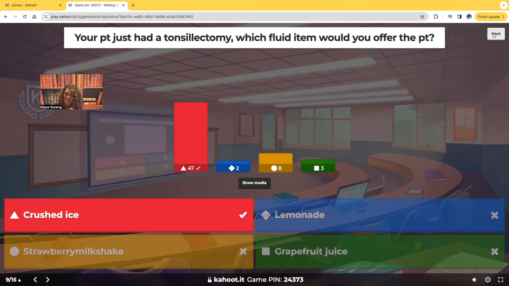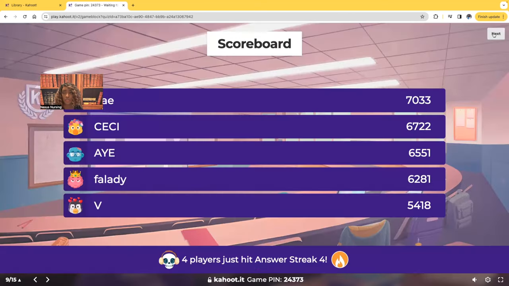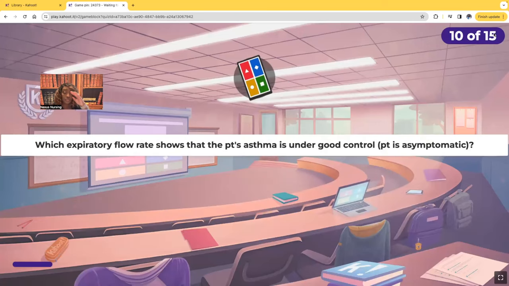And number two, strawberry milkshake. You know what? Milk produces lots of mucus. This patient who just had a tonsillectomy, they got the surgical site here. We don't want them to do anything to disrupt the surgical site, such as coughing, scratching their throat, doing that sound. We don't want them to do any of that. So we're not going to give them anything with dairy. Absolutely not. And grapefruit juice, again, it's acidic. We're not going to give anything acidic to the patient. So the correct answer is crushed ice. It's soothing and it's clear.